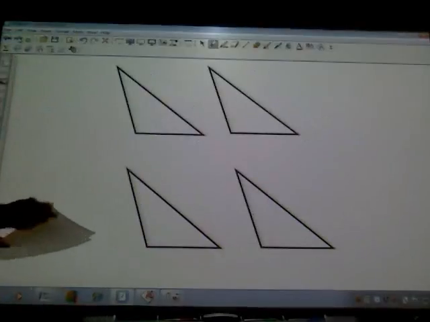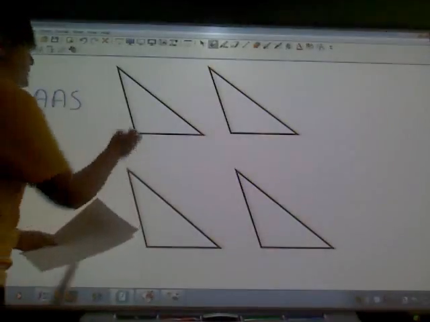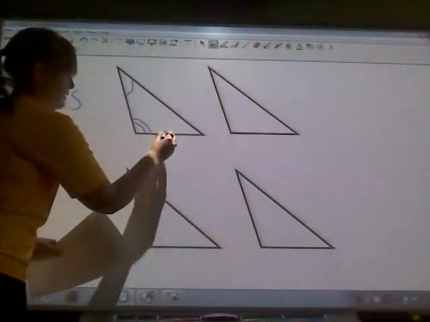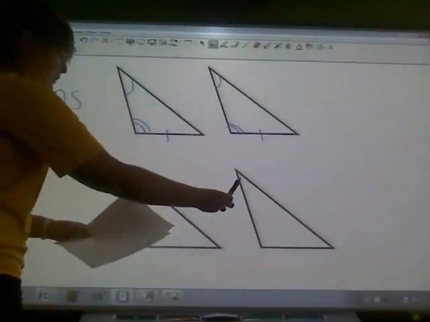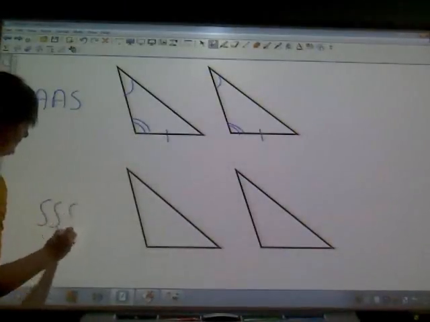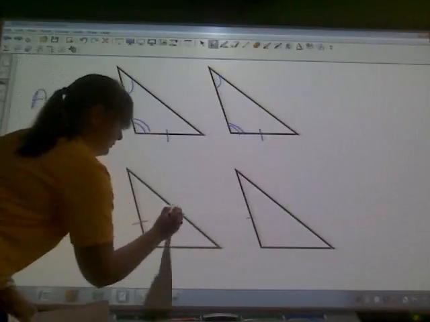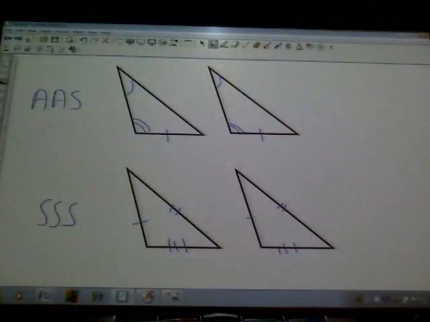The next one is angle, angle, side. It can be drawn as, where the side either is before the 2 angles or after the 2 angles, like in this picture. And then the easiest is side, side, side. There are also ways to prove right triangles congruent, but let's just stick with the above for this lesson.